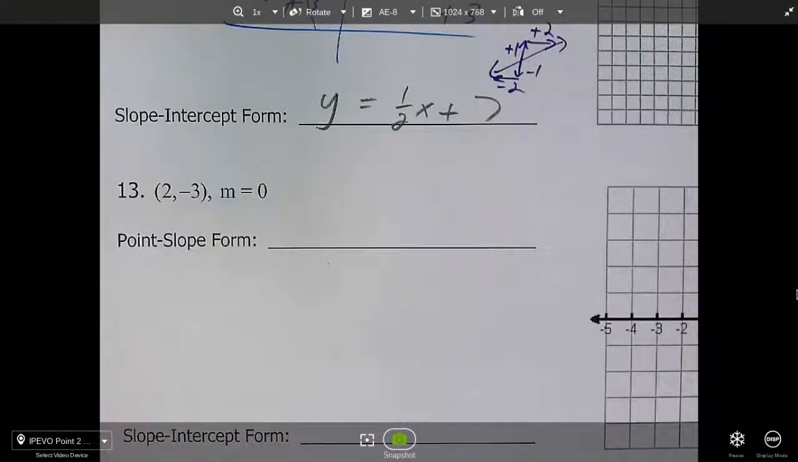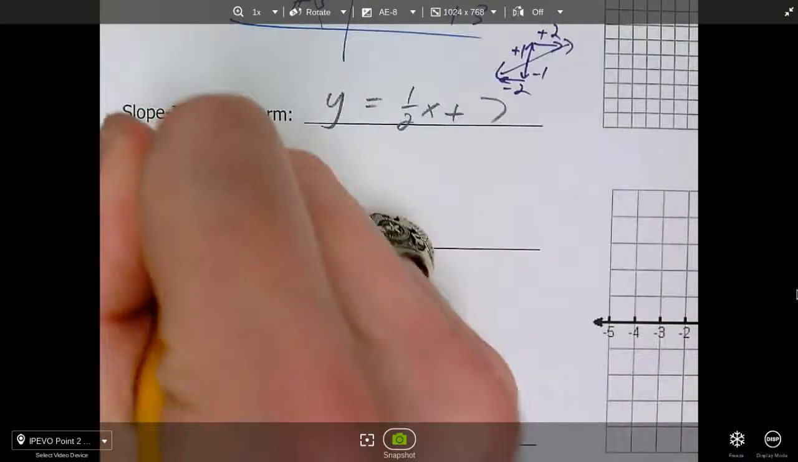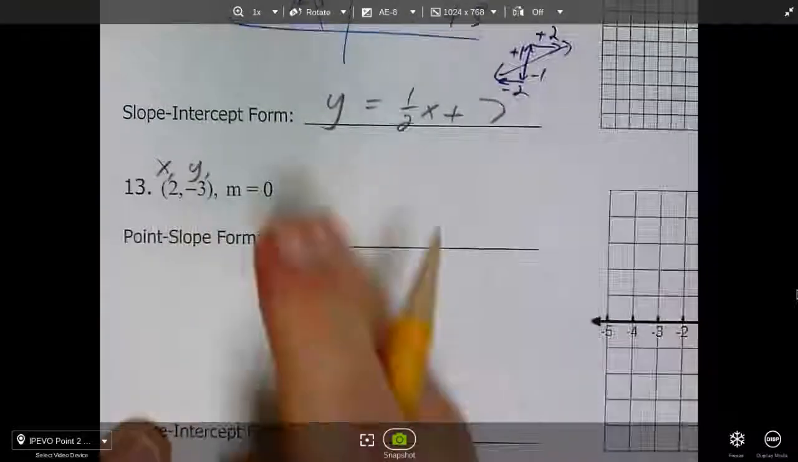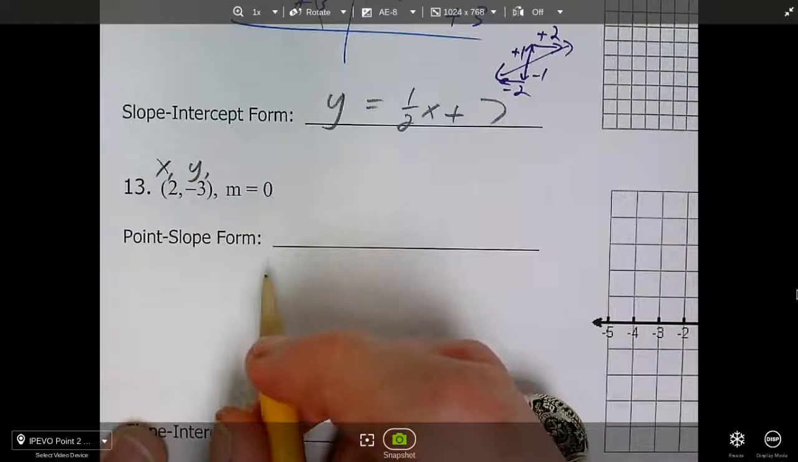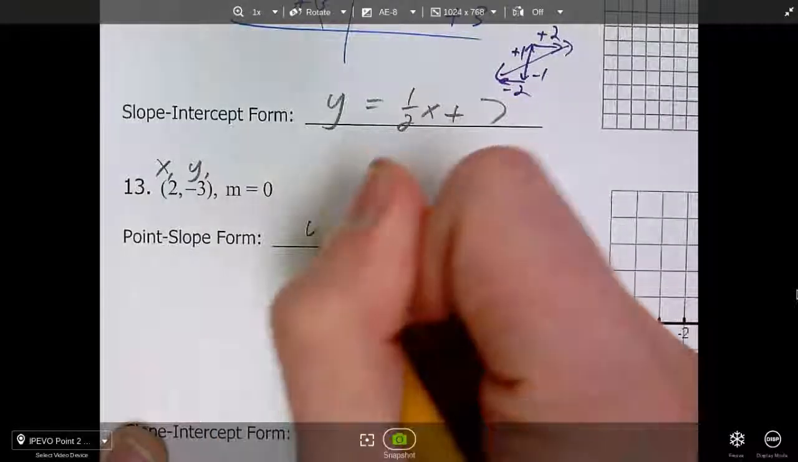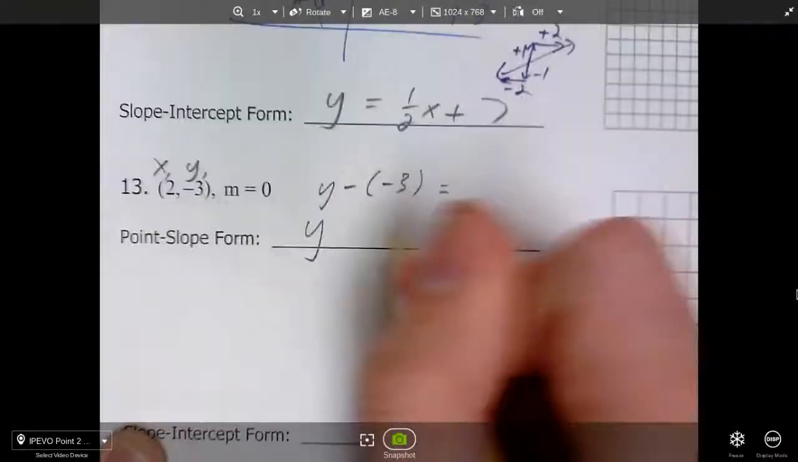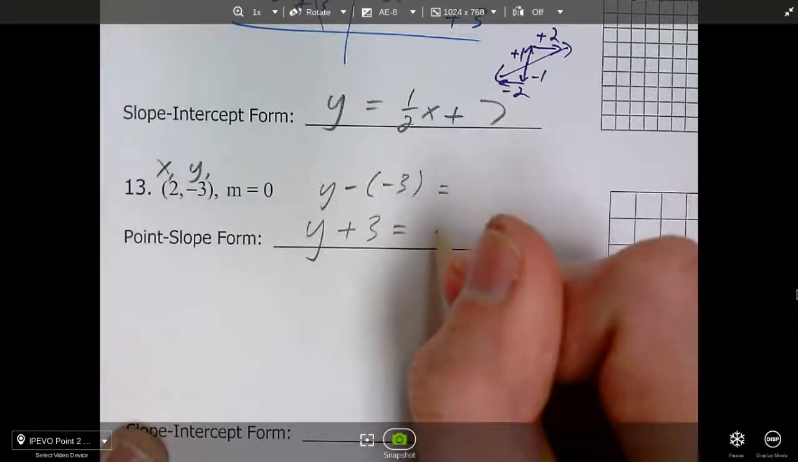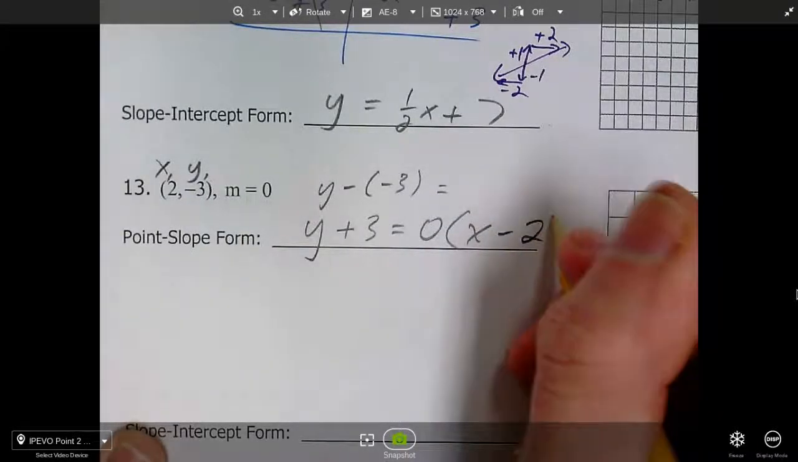Okay, number 13. We have our special case. These last two are our special cases, and these should go pretty quick. Okay, so point-slope form. We have a slope of 0. Oh, wait a second. So y minus -3, so I get plus 3 equals m times x minus x1, which is 2.